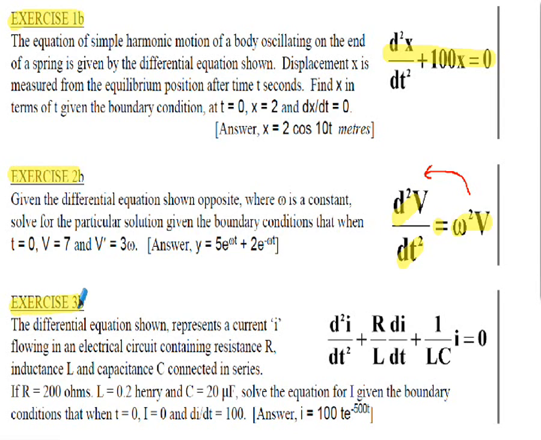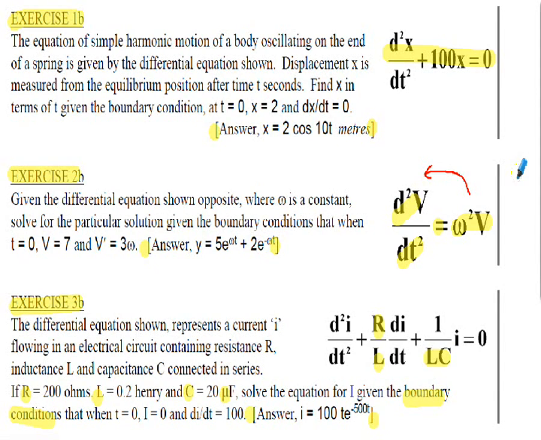And exercise 3b is another contextualized question, electrical context. Notice you're given the values of r, l and c that you can use in the equation. So here's the constant r, l and c in the equation. Also be careful that the capacitance C is given in terms of microfarads. Do account for the micro prefix there. Again, with all the exercises we're given boundary conditions so we can find our particular solutions. The answers are shown in the square brackets below each of the exercises.